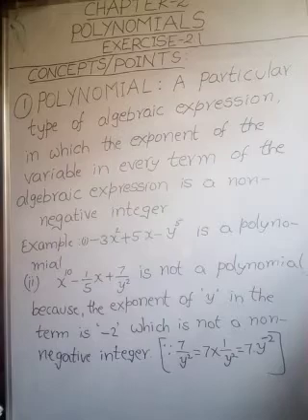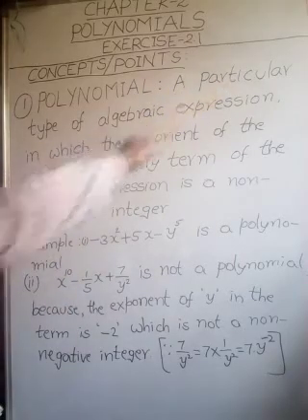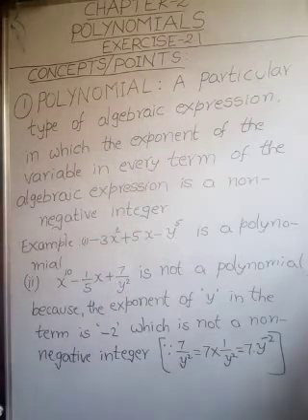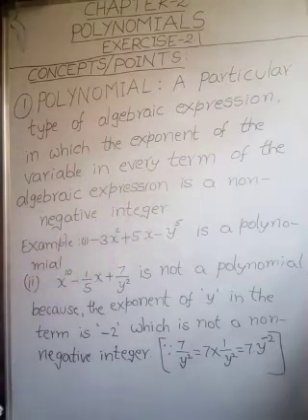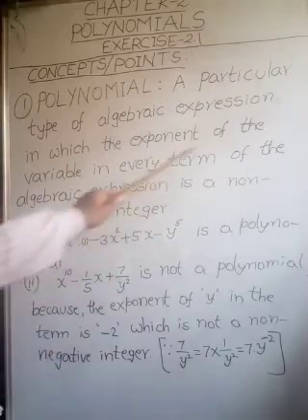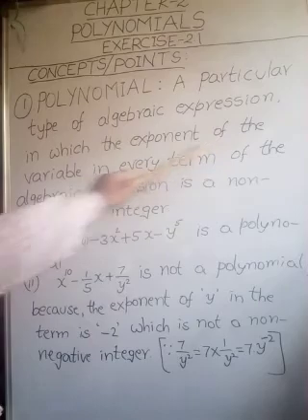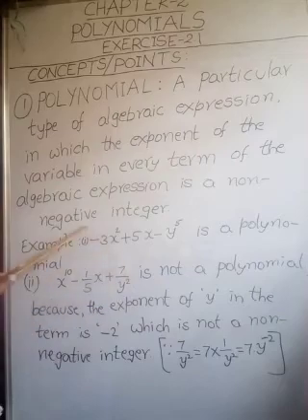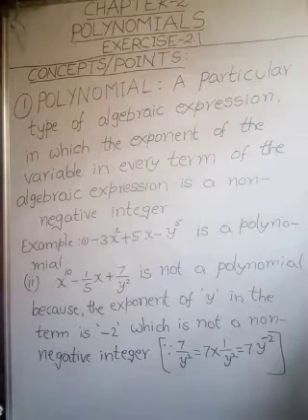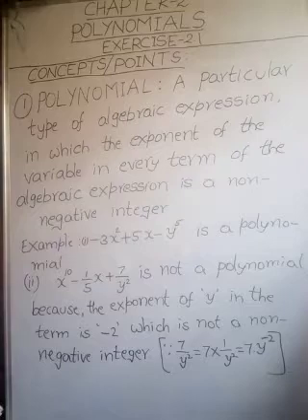What is meant by a polynomial? It is a particular type of algebraic expression in which the exponent of the variable in every term of the algebraic expression is a non-negative integer. Remember this point. The exponent of the variable in every term of the algebraic expression must be a non-negative integer. Only that type of algebraic expressions are called polynomials. Let us take an example to understand this concept clearly.